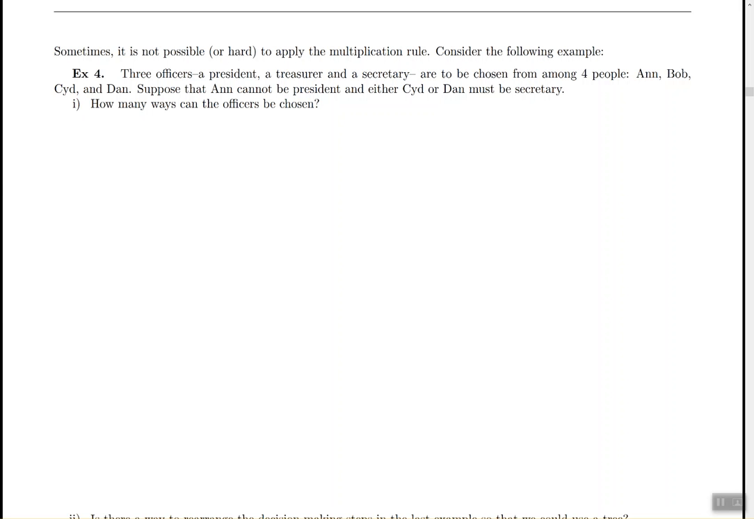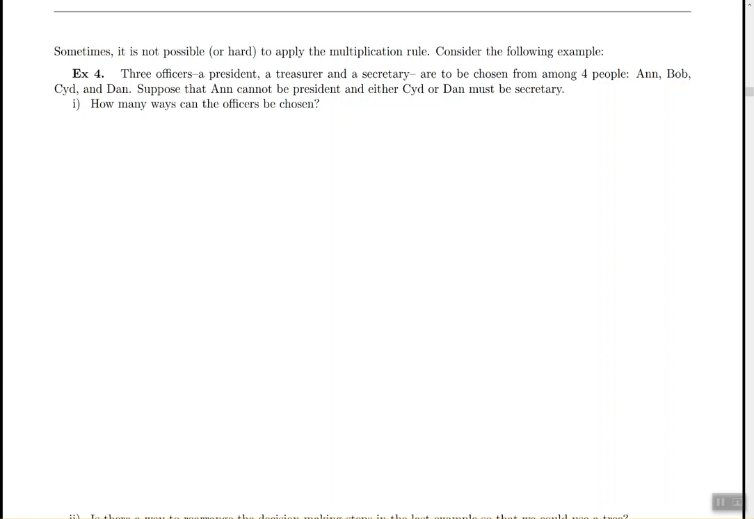So there are 3 officers, a president, a treasurer, and a secretary that have to be chosen from 4 people, Anne, Bob, Sid, and Dan. And suppose that there are certain restrictions. Anne cannot be the president, and either Sid or Dan must be secretary. How many ways can the officers be chosen?